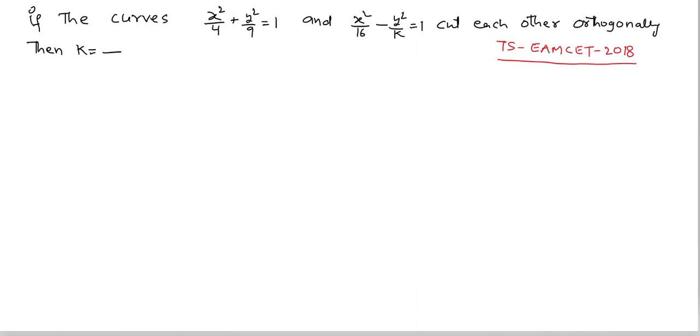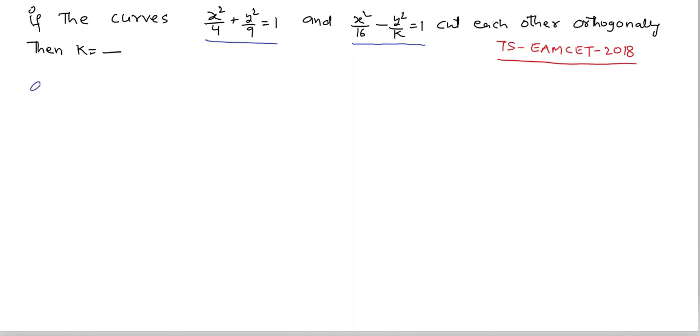If the curves x squared by 4 plus y squared by 9 is equal to 1 and x squared by 16 minus y squared by k is equal to 1 cut each other orthogonally, find the value of k. This is a TS EAMCET 2018 question. I will solve this problem by a shortcut.